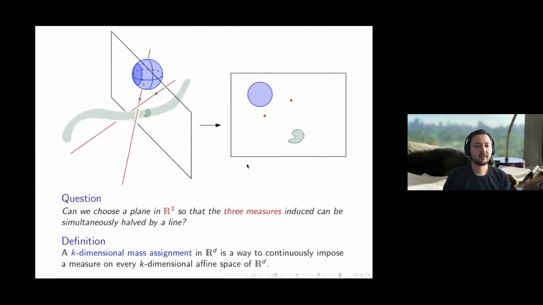We define a k-dimensional mass assignment as a way to continuously impose measures on k-dimensional affine spaces of R^d. You could do this by intersections with objects, it could be projections of measures in R^d, or it could be just an arbitrary continuous way of doing this. So you get a measure on each k-dimensional affine space, and as you move this affine space continuously, your measure changes continuously. The motivating example for this was actually the case of families of lines, which would induce discrete measures, because that was related to a conjecture about splitting families of lines in dimension 3, which motivated this definition by Patrick Schneider.